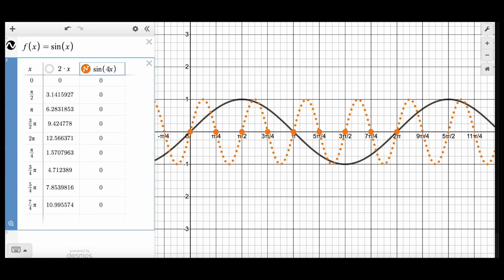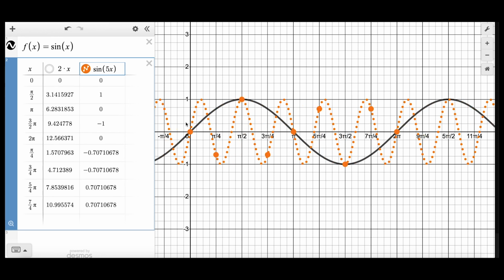If we have it run 4 times as fast, the new period, the new cycle time, will be 1/4 of 2 pi. Or 1/5 of 2 pi, because that's how many times it's going to be making its cycles in the same amount of time that it takes for the old function to make its 1. So this is going 5 times as fast, which means that the new period is 1/5 of 2 pi.